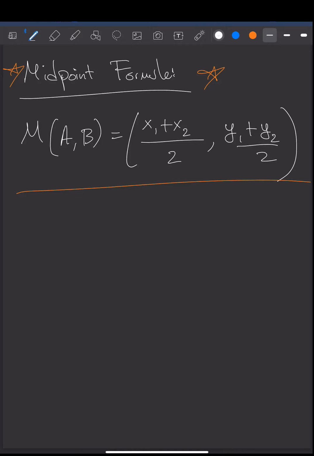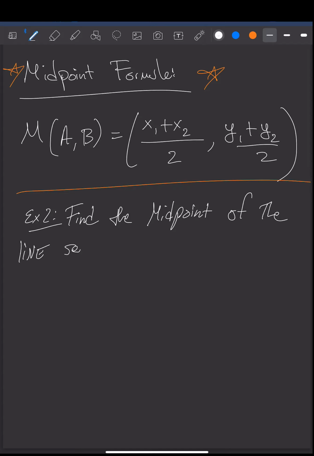So let's say for another example, example 2, I want you to find the midpoint of the line segment that joins point -2, 1 and 4, 5.